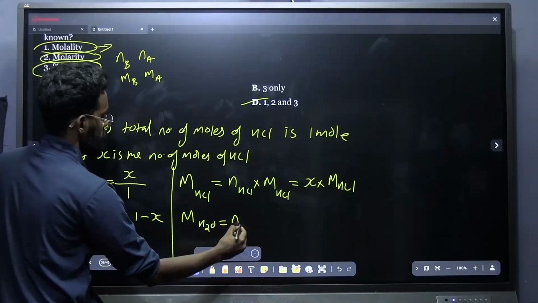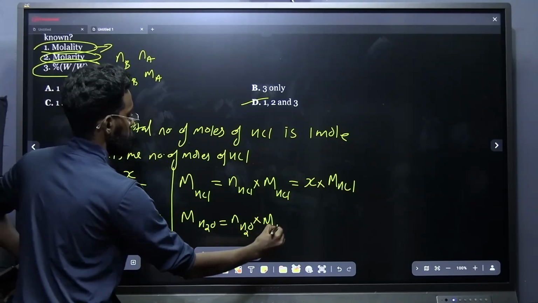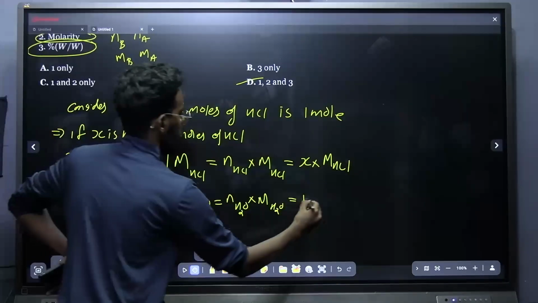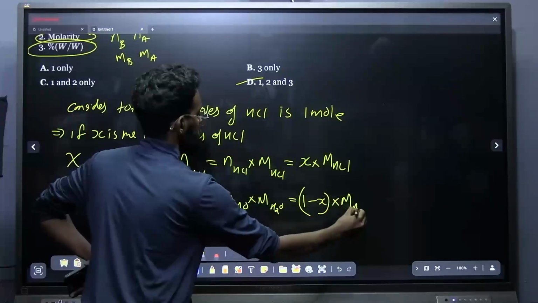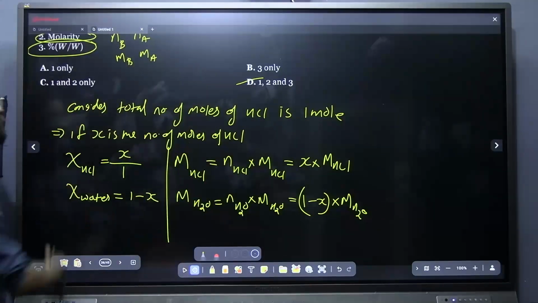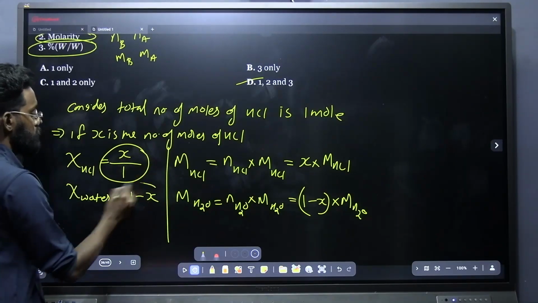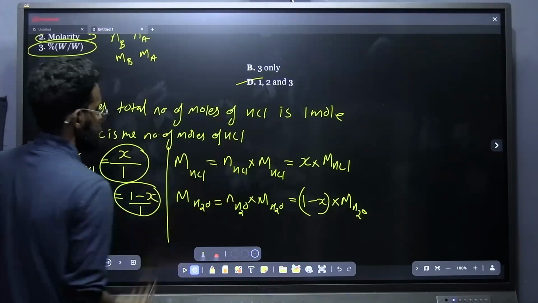Number of moles of water, H2O, into molar mass of water. What is it? 1 minus X into molar mass of H2O. That is, by using this method we can find out both the number of moles as well as the mass of HCl and water.